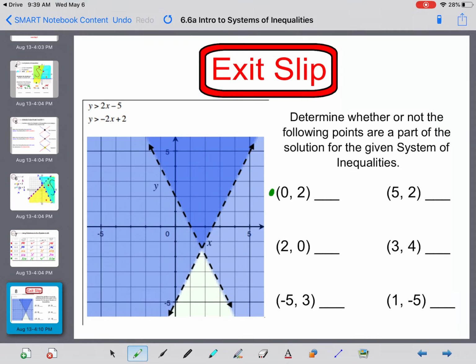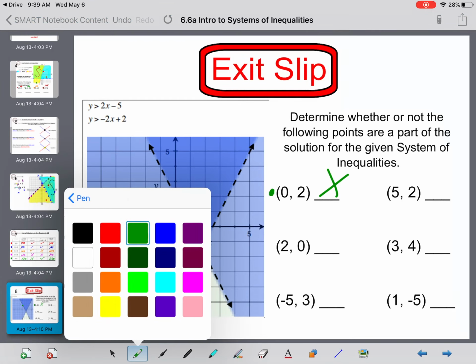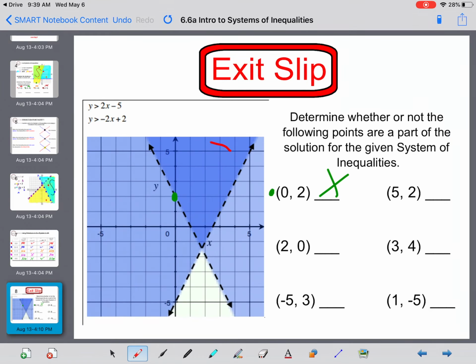All right, your exit slip, you're going to do the same thing. I'll do the first one for you. (0, 2) is this point here. It is not in that dark blue shaded region, so put an X in the box. You're looking for solutions that fall in this area here.